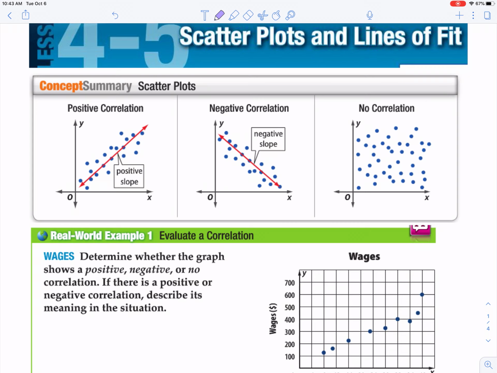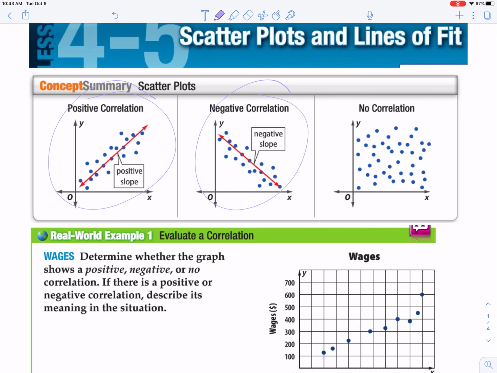And then we're going to label it as positive or negative, depending on its slope. Like this first one, if I was to draw a line, it goes in an upward direction. That would be a positive slope. On the second one, if I drew a line, it goes in a negative direction. That would be negative correlation.